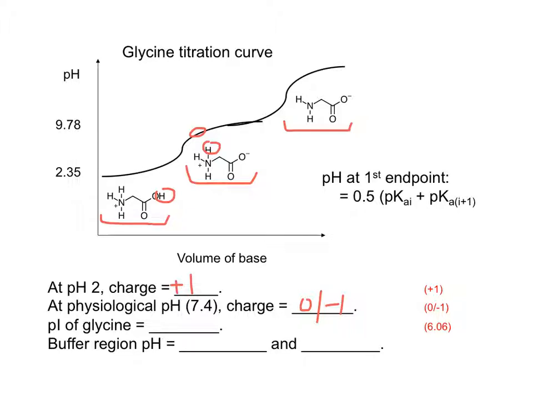The pI of glycine, which is the isoelectric point where the charge equals 0, that'll be this point here, the first endpoint, so that'll be a pH of about 6.06, which we can calculate using this equation. And the buffer regions are the flat regions in the titration curve, and that's around the pKa, so that'll be about 2.35 and 9.78.